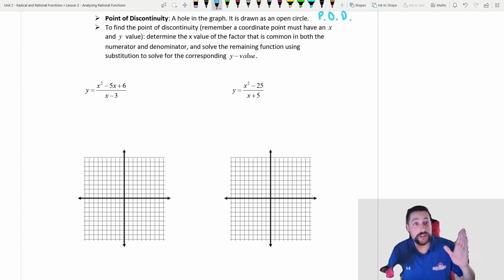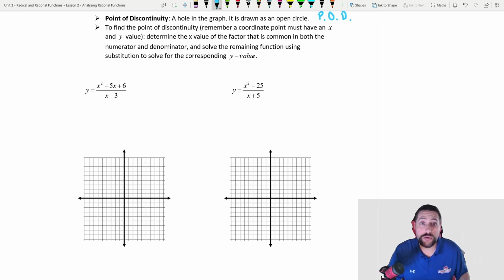So to find the point of discontinuity, remember a coordinate point must have an x and a y value. We are to determine the x value of the factor that is common in both the numerator and denominator, and solve the remaining function using substitution to solve for the corresponding y value.